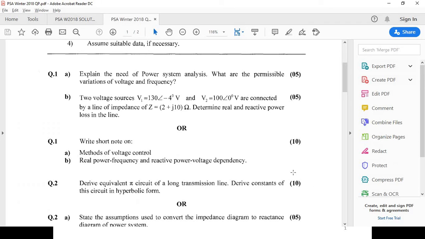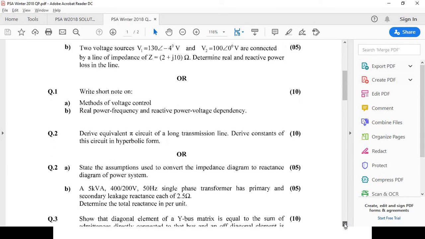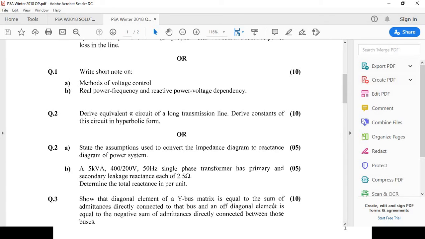Now we'll see another example which was asked in this exam, question number 2b. So what is the question? Actually this question is based on the syllabus of power system modeling. Till now we have discussed, in unit 2, modeling of the generator, modeling of the transformer, modeling of the transmission line, etc. And this question is based on transformer modeling.